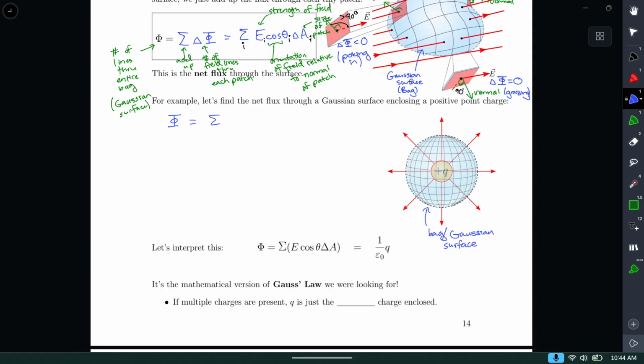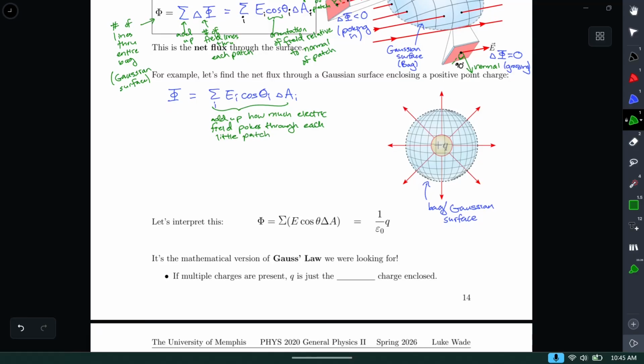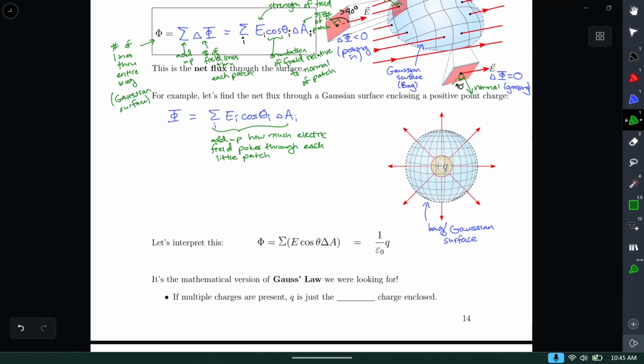So we add up all of the electric field poking through each little patch. How much of the electric field pokes through each little patch. And I'm going to look at a couple of these patches on this surface.